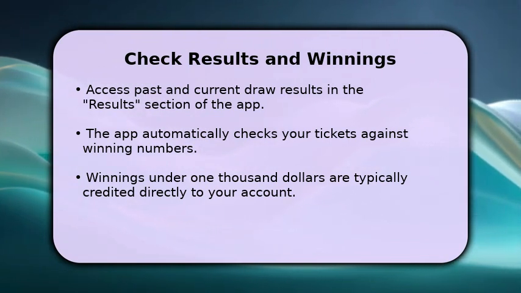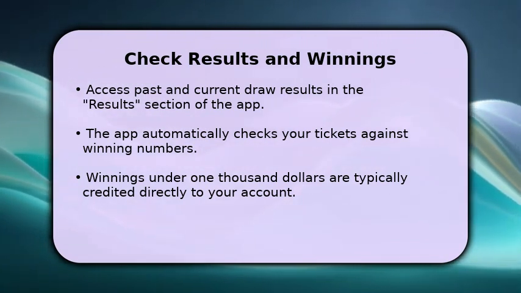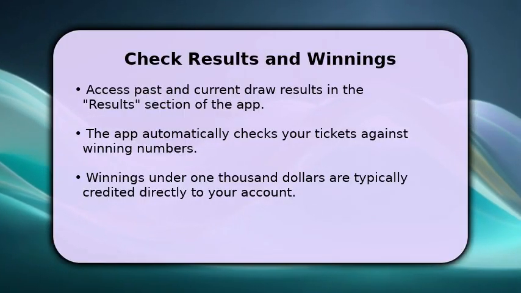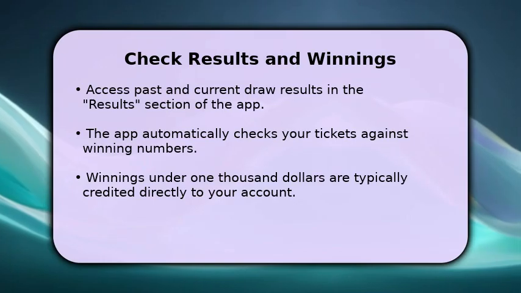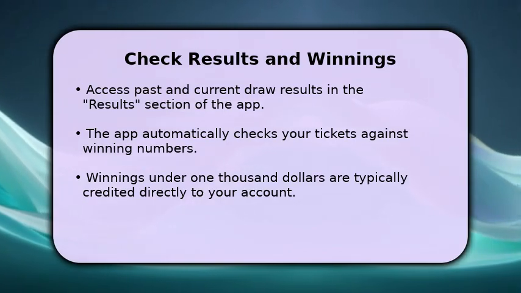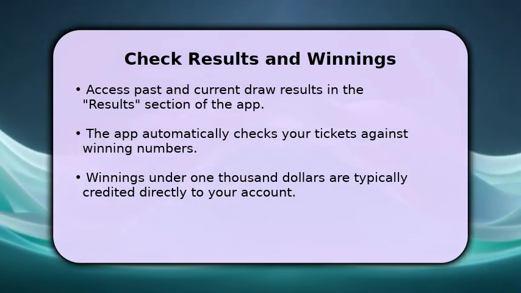For smaller winnings, typically those under $1,000, the funds are automatically credited directly to your OLG account, ready for withdrawal or to be used for future purchases. Larger prizes require a different claim process, detailed within the app.